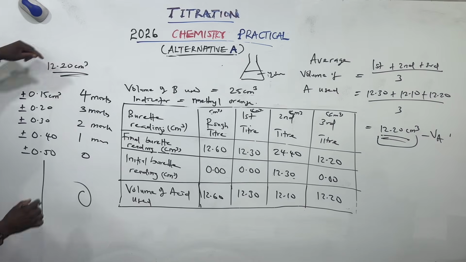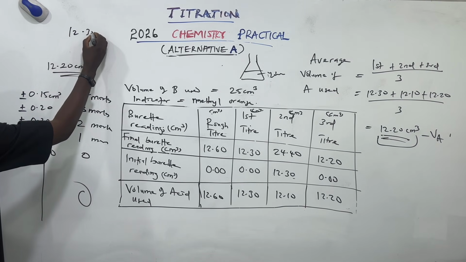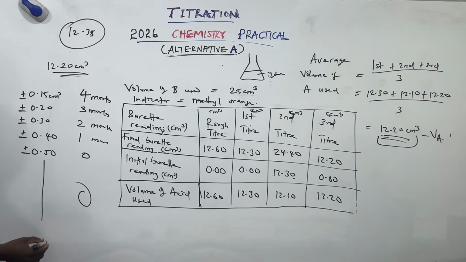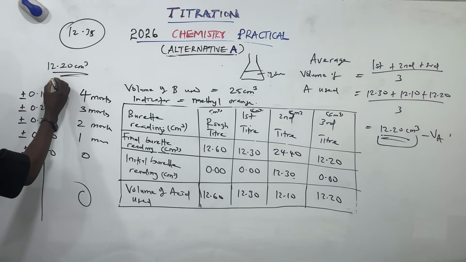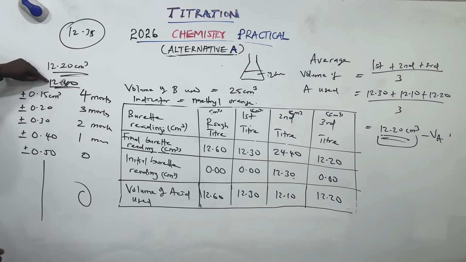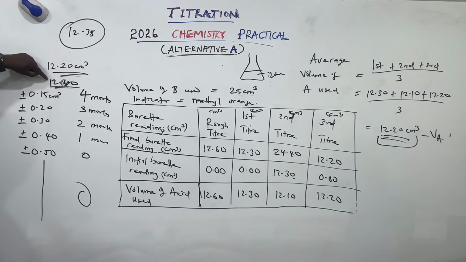Let me just add this one to this. If I add 0.15 to 12.20, that makes it 12.35. Look at this, 12.20, 12.3. I can see it's not much. Let me add just 0.2 to it. It becomes 12.40. I've already lost 1 mark for every titer, because I'm going to score not just one of them. It's 12.40 and 12.20, almost the same thing.